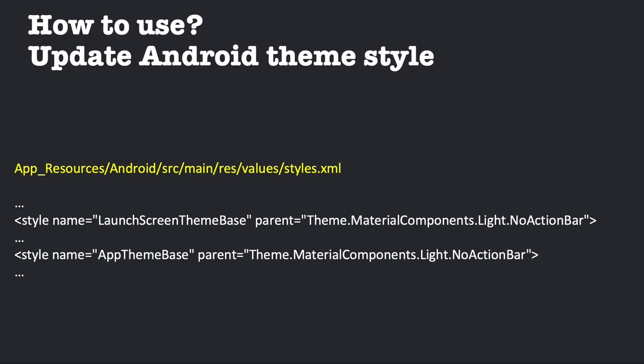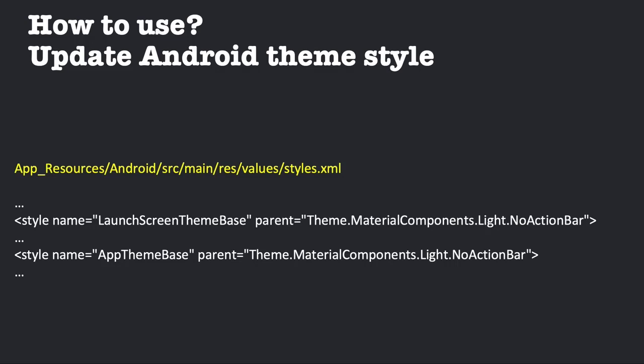And for the style names LaunchScreenThemeBase and AppThemeBase, you have to update the name of the theme that you want to use. So it should be Theme.MaterialComponents, and then you could choose the light version, no action bar. This is basically what will be applied to the components as a default theme. And if you don't do that, your Android build will fail when you're using Material Design components. So this is a very, very important step.